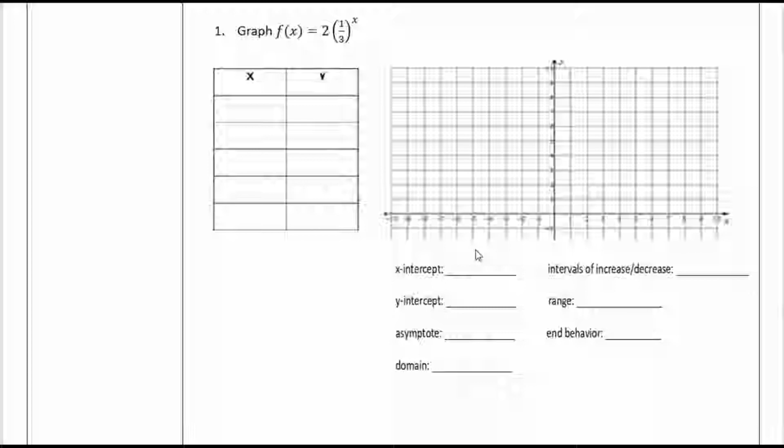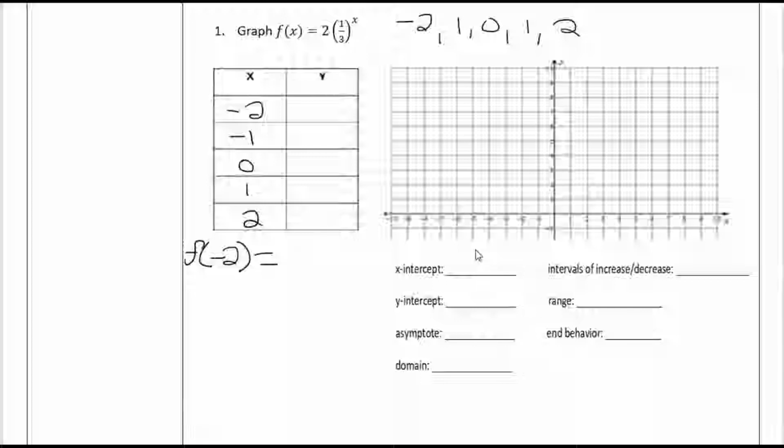In order to graph this, remember, we want the nice exponents. Some nice exponents include -2, -1, 0, 1, and 2. Right now we just have x, so we can just plug it in, when x is -2, -1, 0, 1, and 2. Now we can go ahead and do the math. We have f of -2. We're going to plug that into the function, so we have 2 times 1/3 raised to the -2.